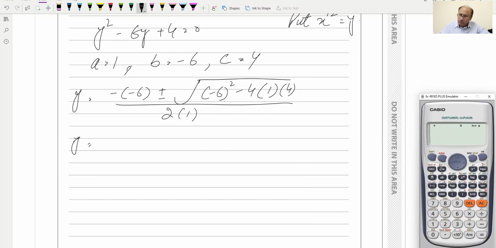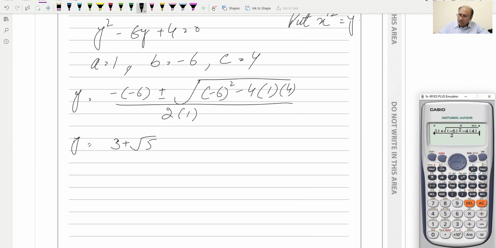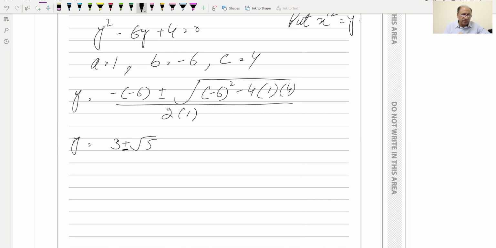Y will be equal to, we can use fraction, then minus inside will be minus 6, and plus I will take first, then we can take the negative also. Root of minus 6 squared minus 4 into 4, divided by 2, and this will result in 3 plus under root 5. So 3 plus under root 5 will be one y value, and the second y value, if we replace plus with minus, will be 3 minus under root 5. So this will be plus and minus, this will be our answer.